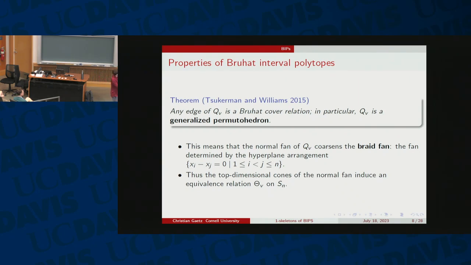So since this normal fan coarsens that braid fan, what I mean by that is the top dimensional cones of the normal fan of this polytope are unions of the cones that I just described corresponding to permutations. So this polytope gives us an equivalence relation, which I'll call theta, on the symmetric group, according to which of those cones get glued together in the normal fan.